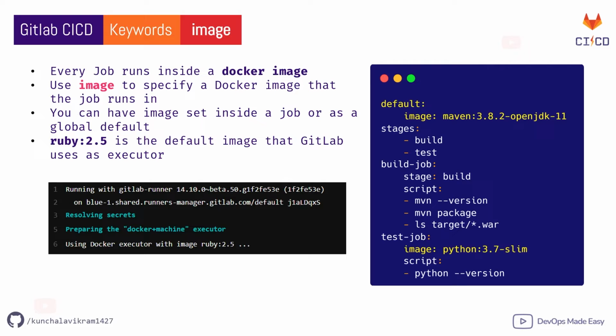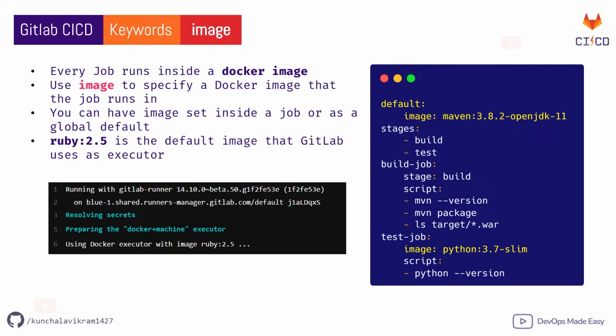By default your pipeline will run inside a Docker container that is based on Ruby 2.5. That is the default image, but this Ruby 2.5 will not have all the dependencies required for all these stages. So in this case, we'll use different container images for different jobs, or for a collection of jobs. This is similar to using Docker containers as build agents in Jenkins. We can also use Docker containers there, but this is the default nature in GitLab.